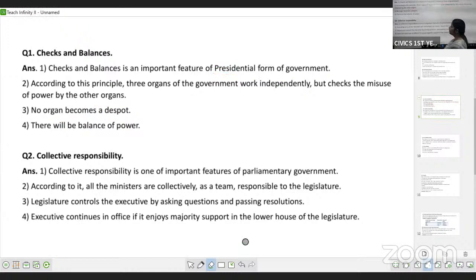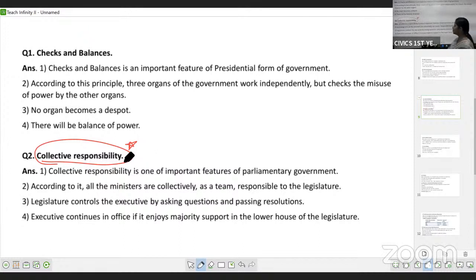And what is collective responsibility? Another important question for 2 marks. Collective responsibility. Checks and balances also. Whatever questions I am explaining now, they are the most important questions. You can expect questions from these questions only. Okay.